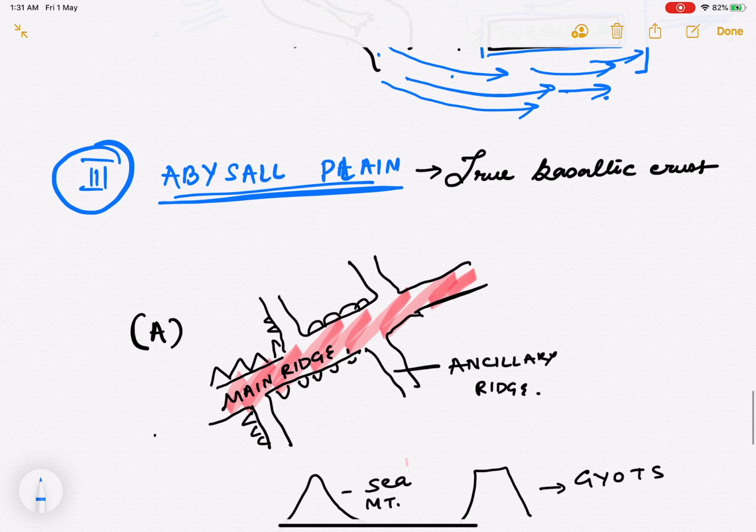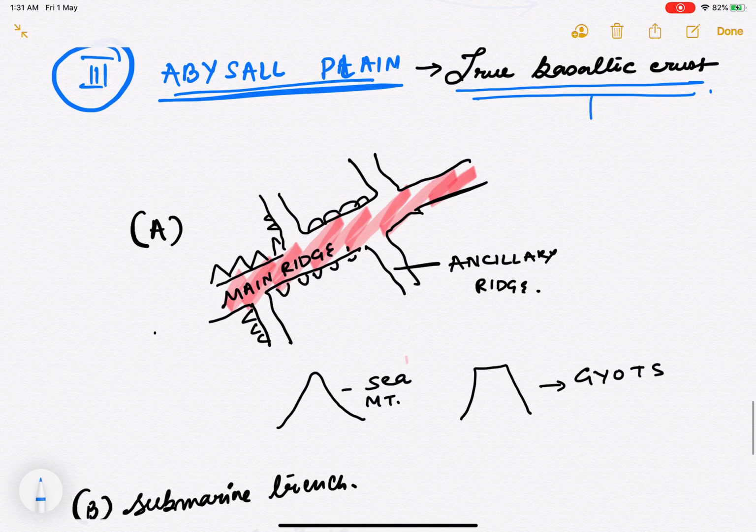Next, we have the abyssal plain. Abyssal plain is nothing but the true basaltic crust. Now, what are the features of the abyssal plain? The first feature we find is the mid-ocean ridge. What is this ridge? It is because of divergence. The plates are moving in opposite directions, resulting in a divergence, hence forming the ridge. The red basically represents the volcano, or the lava eruption, and it is this lava eruption that leads to the formation of the ridges.